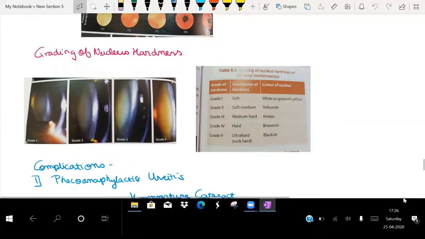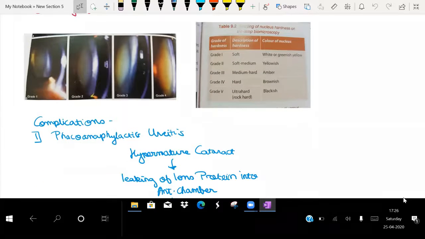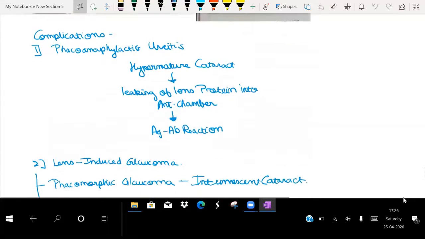Lastly, discussing the complications, we have something called phacoanaphylactic uveitis. In the Morgagnian type of hypermature cataract, what is happening is lysis of the proteins. When these lens proteins become liquidy, they leak into the anterior chamber. This can lead to an antigen-antibody reaction leading to phacoanaphylactic uveitis, which is basically an inflammation of the uvea.